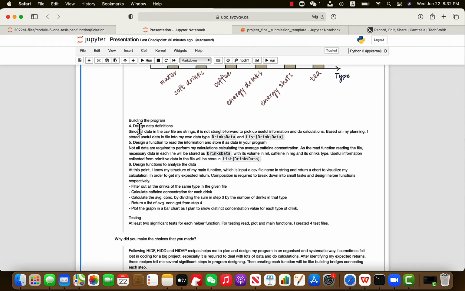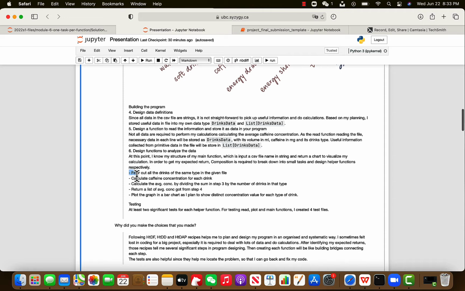The next step is to design data definitions. I create 2 types, which are drinks data and a list of drinks data. And I design a function to read the information and store it as data in my program. There are several steps required to solve this problem.